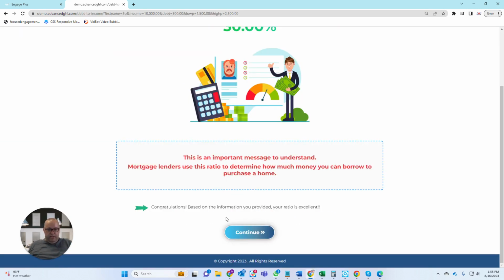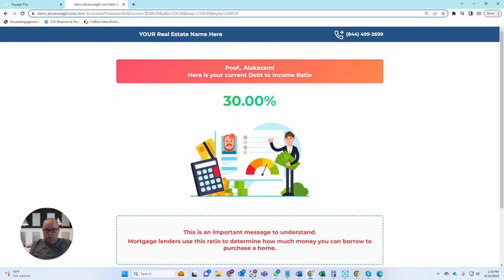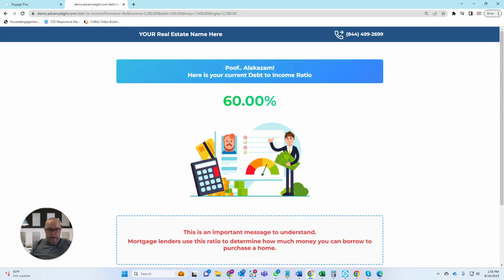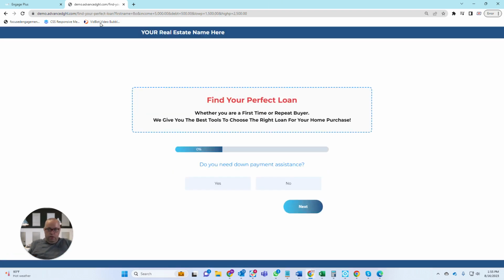Depending on the debt to income ratio, we will put an answer here. Congratulations, your ratio is good. If it was 50%, let's change this income to $5,000, and now it's 60%. And obviously now we have: don't worry, it's a little high, but hey, we can help you with this. So all right, let's continue on.